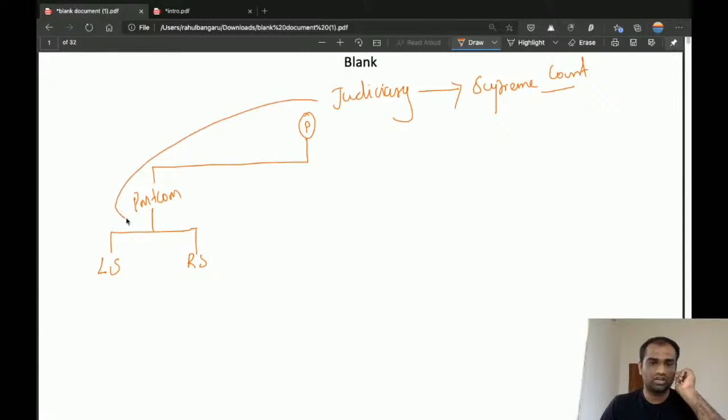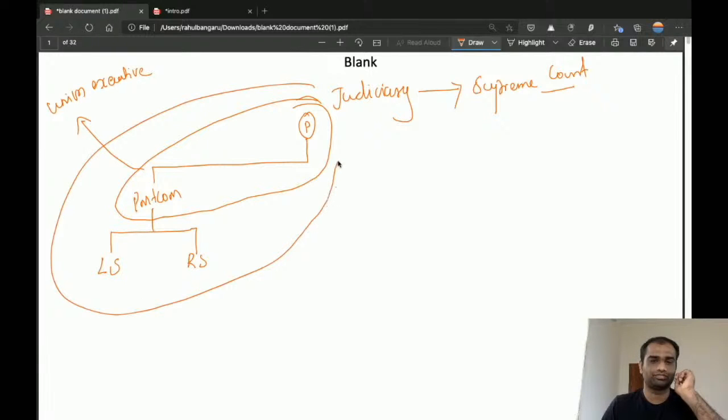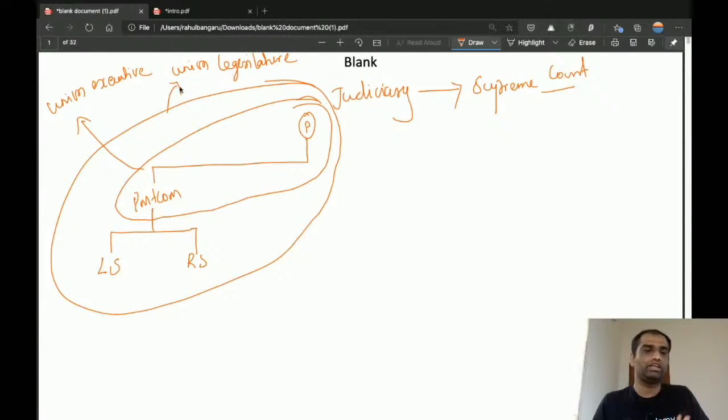Now this is the union executive, and this is the union legislature. This is, of course, very helpful for your law entrance exam also. Okay, this is the union legislature.